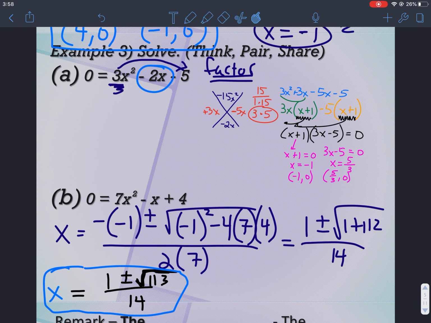That is how we go about solving quadratic equations, finding x-intercepts, and the vertex.